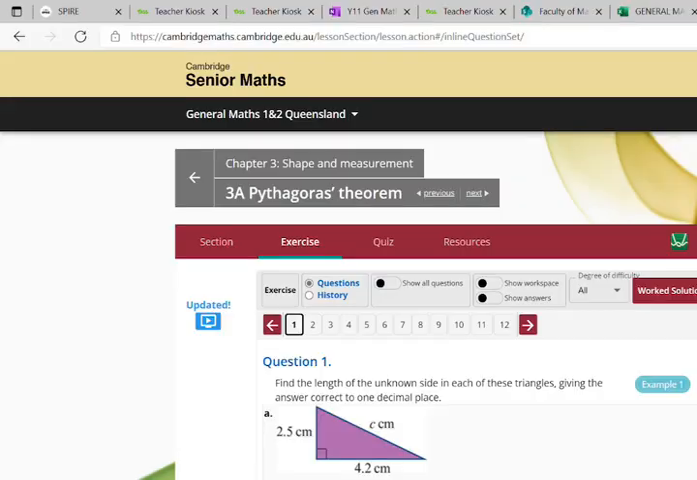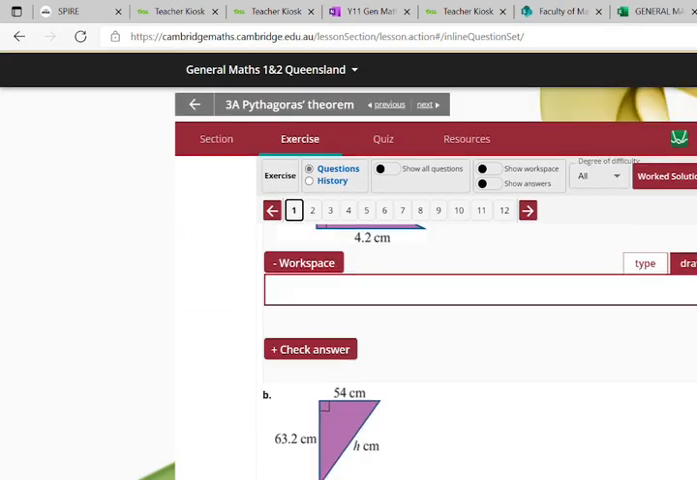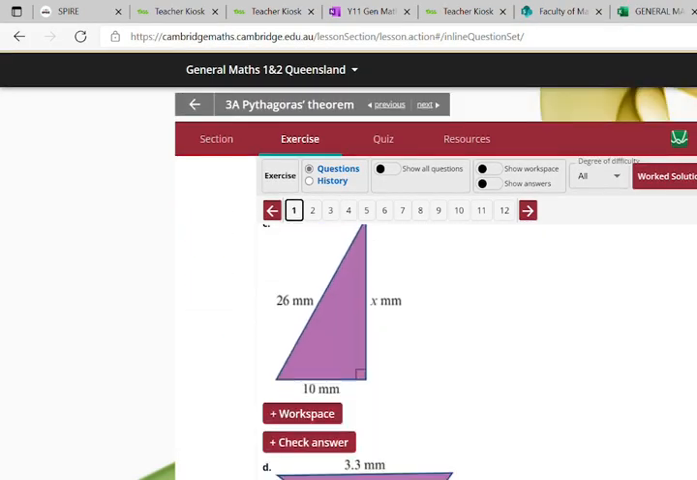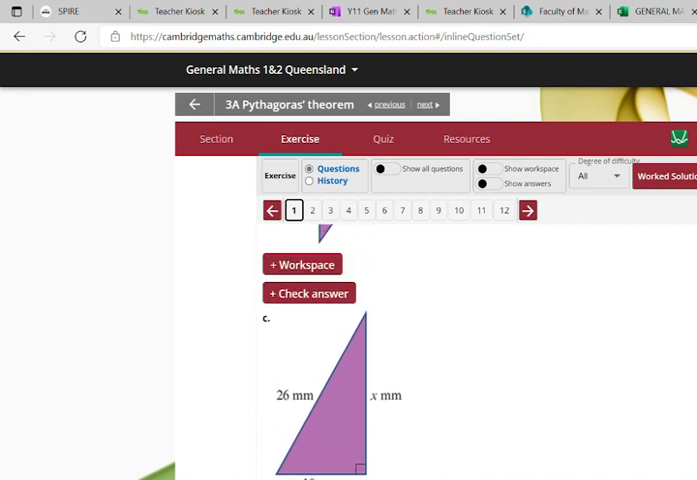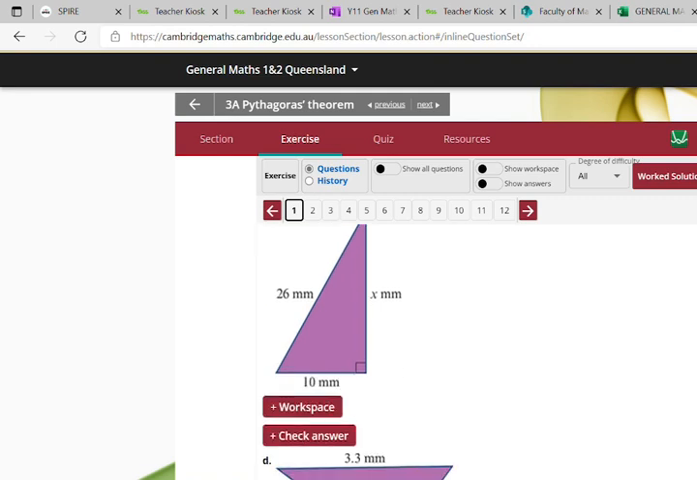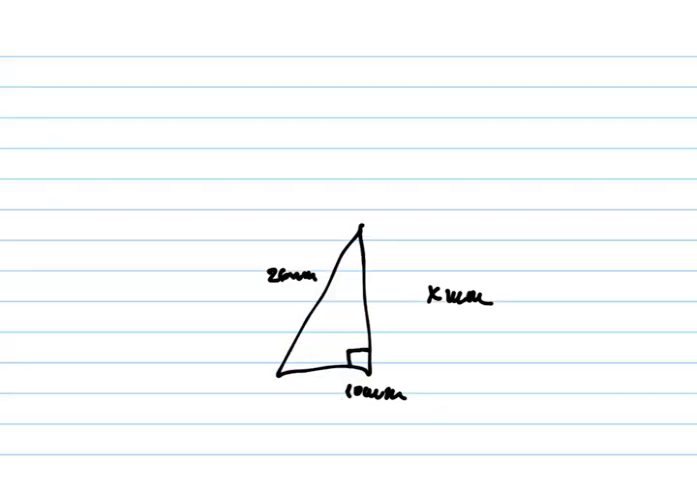Okay, let's look at another one. That one's hypotenuse looking for. Let's look at C. We have our triangle. Sorry, let's pull it up a little higher. 26, x and 10 are our sides. So we have 26 millimeters, 10 millimeters, and x millimeters for our right triangle. Hop over to some paper.